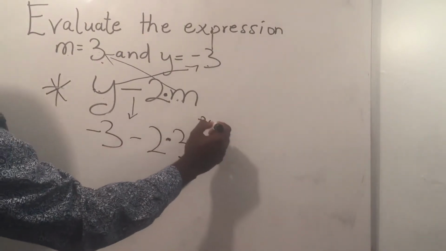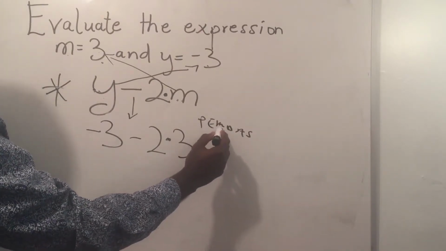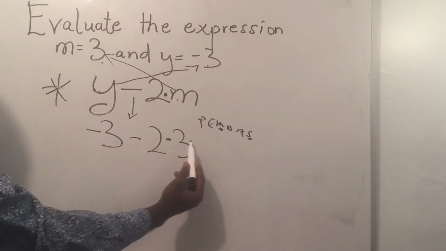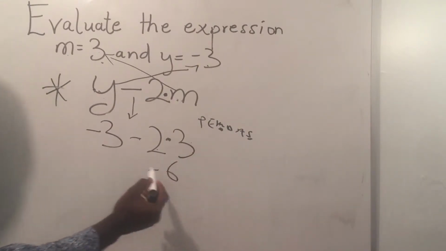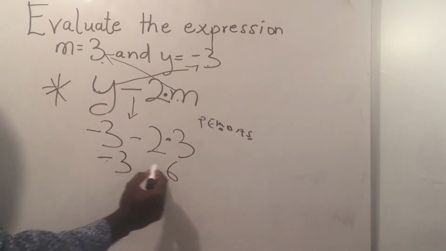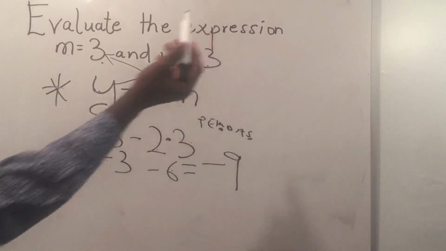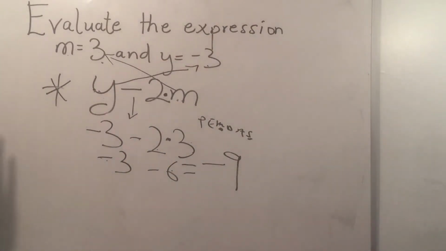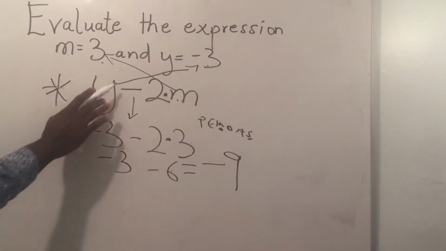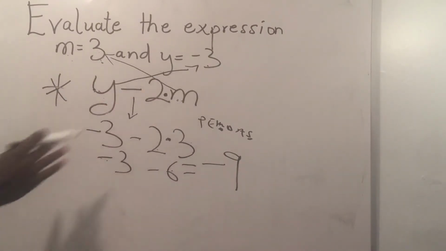According to PEMDAS, multiplication comes before subtraction, right? So I'm going to multiply these two first. -2 times 3 is -6. Now I'm solving it, right? And I bring down my -3 right here. And then -3 minus 6 is what? -9. And that's it. So with evaluating an expression, like I said, all you're doing is you just plug in the values for the variables that they gave you. Just plug it in and then solve it.